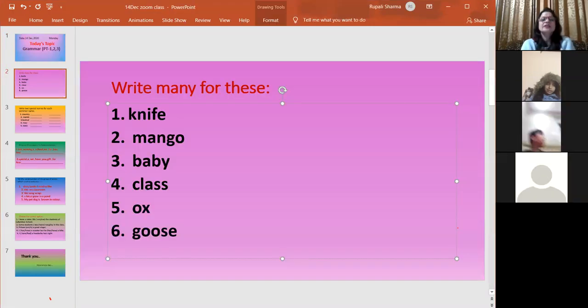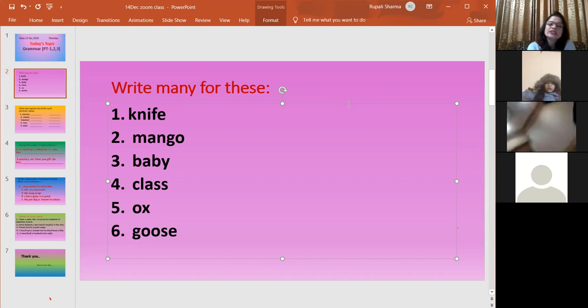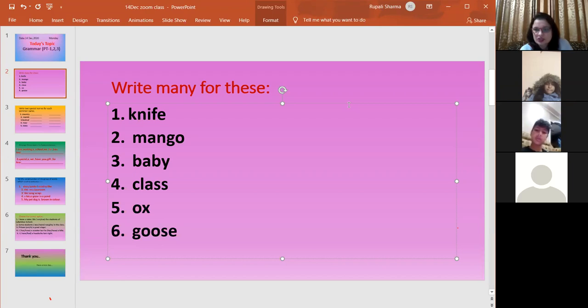Yes, students, here you have to write many for these. This is a topic from chapter 1 to many, jo aapki grammar book mein hai. So I have taken 6 words here. You have to make many for these 6 words. Aapko inko plural banana hai. Ye singular words hain. Aapko inko plural banana hai.